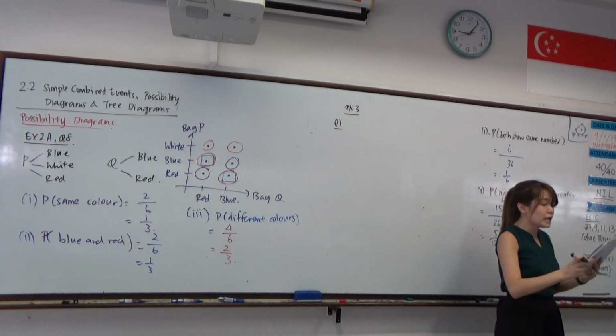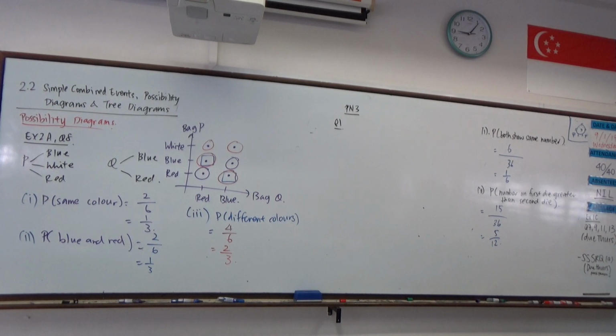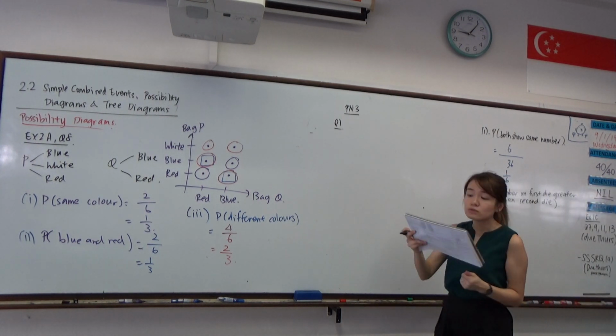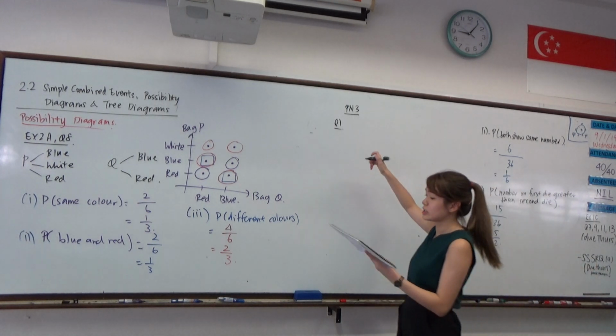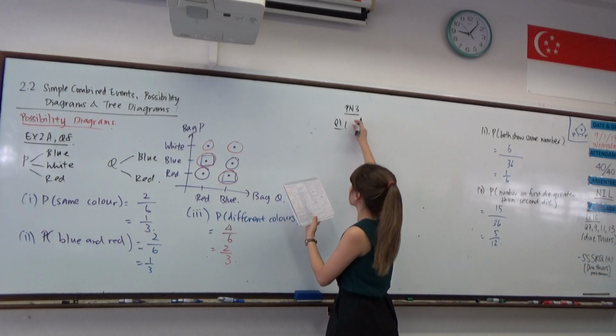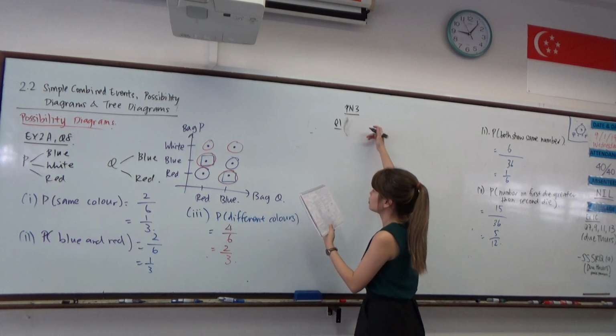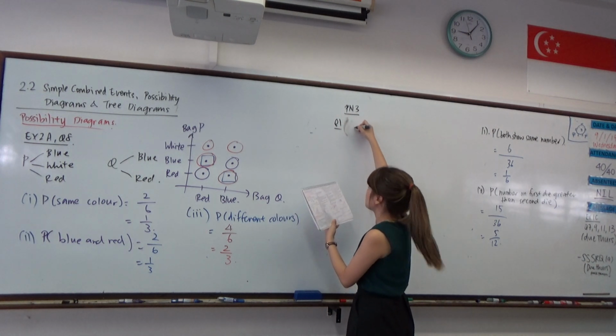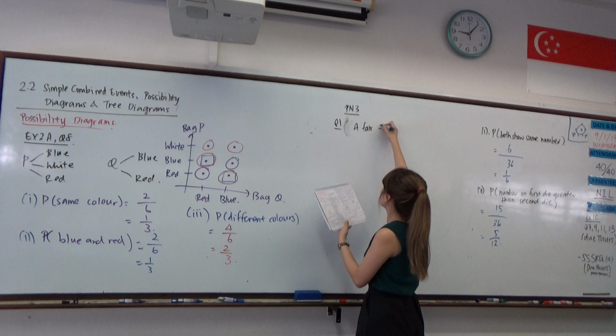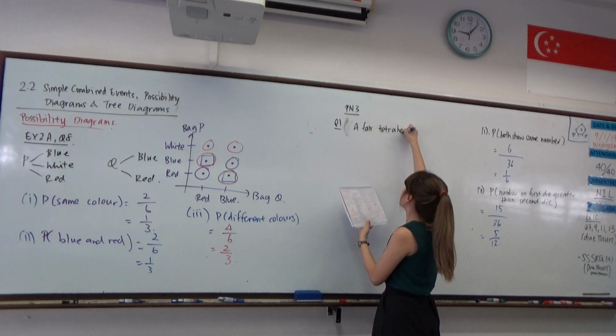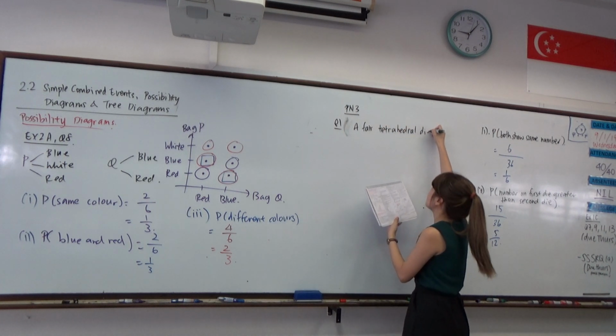I'd like you to try out Practice 3, questions 1 and 2 on your own now. Maybe let's do question 1 first. I want you to do question 1 first, then we go through. You need to draw a possibility diagram considering a fair tetrahedral die, which is 4-sided.